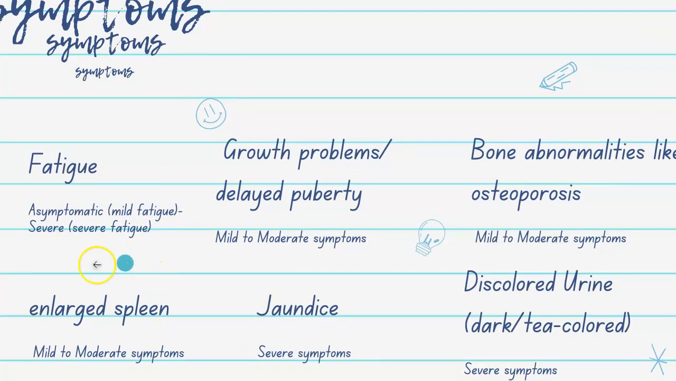Well, first of all, it can present as fatigue, and depending on whether you're very severe or just asymptomatic like I am, you may experience some mild fatigue or a severe fatigue, depending on the severity of your symptoms. You may also experience growth problems or delayed puberty, even bone abnormalities such as osteoporosis, an enlarged spleen, jaundice, or discolored urine, which takes the form of a tea or dark colored urine.